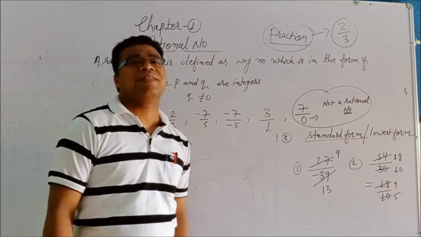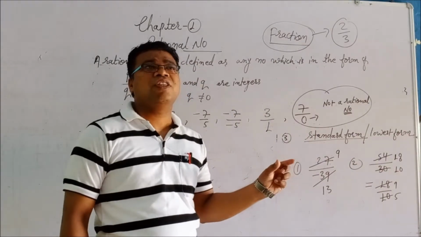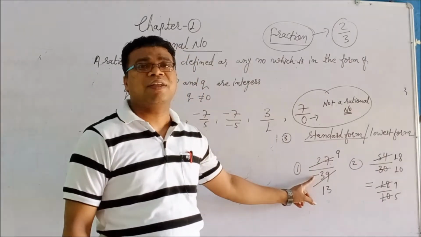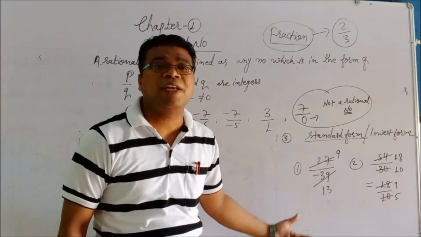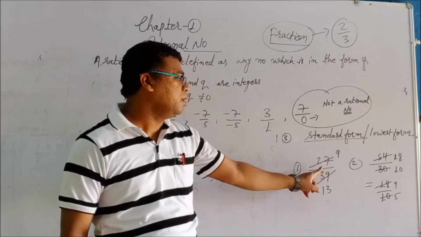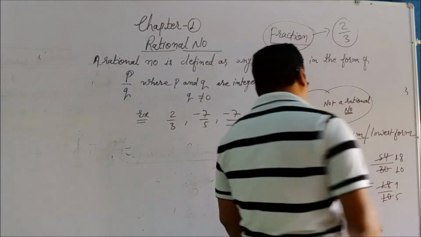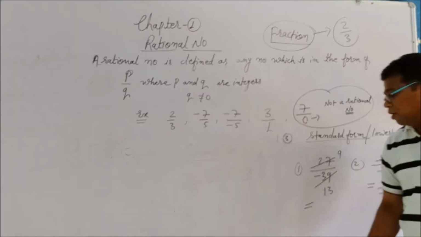Standard form means that for any rational number, there is no common factor other than 1, which means we can reduce it to the simplest form. For example, see the example I have written: 27 upon minus 39. So what is the case? I can cut this. Both are in the table of 3.